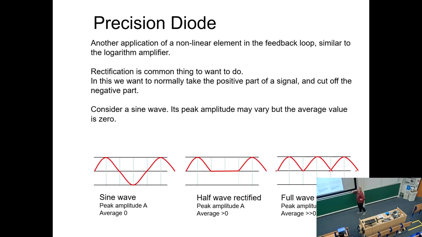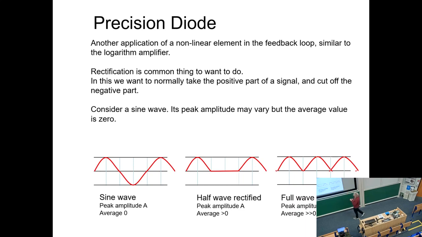So another interesting application of feedback loops with nonlinear elements in there is something called a precision diode. Diodes are very good, but they have this issue, if you like, that you need to turn them on before they do their rectification. You need to put about 0.6, 0.7 of a volt across a diode before it starts to really turn on. And sometimes that's a problem, particularly with small signals, less than about 0.7 of a volt. The diode won't even see them.